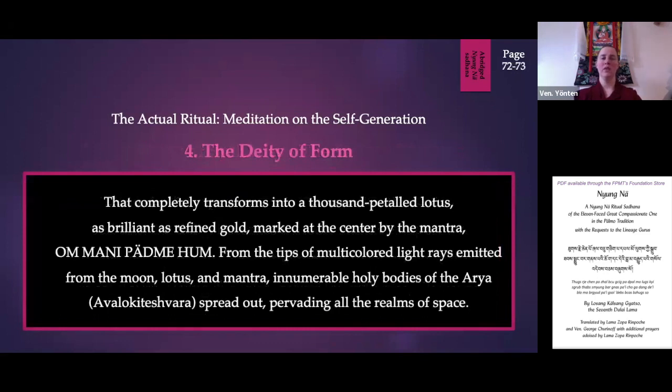That completely transforms into a 1,000-petal lotus, as brilliant as refined gold, marked at the center by the mantra Om Mani Padme Hum. From the tips of multicolored light rays emitted from the moon, lotus, and mantra, innumerable holy bodies of Chenrezig spread out, pervading all the realms of space.